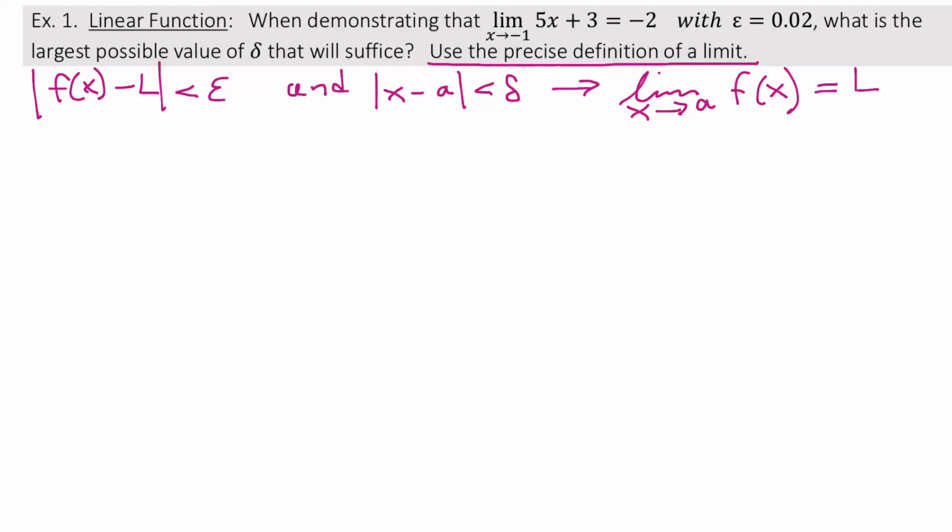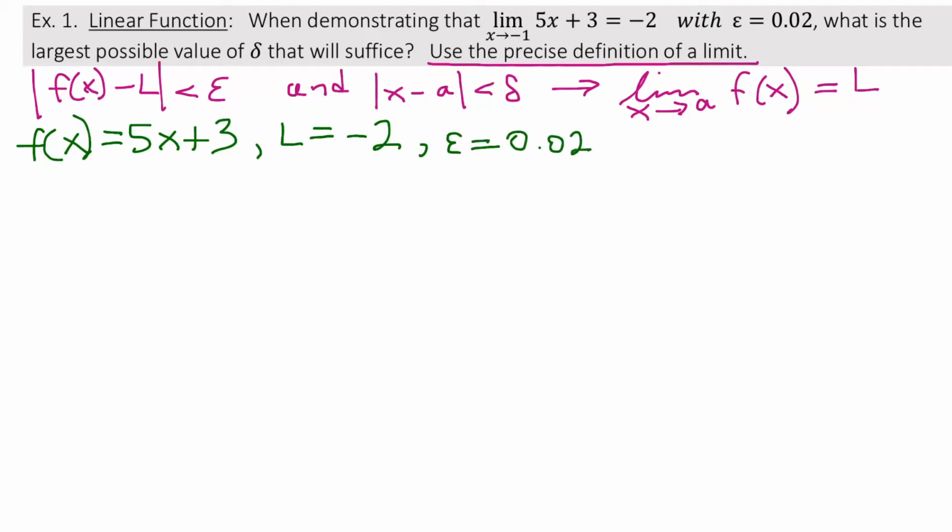All right, so now let's define our variables. So I've got f of x from my problem statement is 5x plus 3, which is a y is equal to mx plus b, a linear function. I've got L is equal to -2. That's the value on the right of my limit equation. I'm given epsilon is equal to 0.02. And I know A is -1, the value that x is approaching in the limit. And I don't know delta, and that's what I'm going to find.